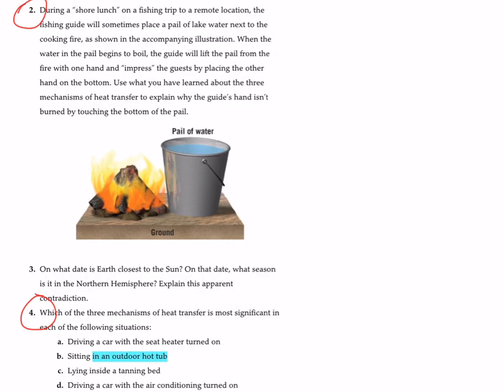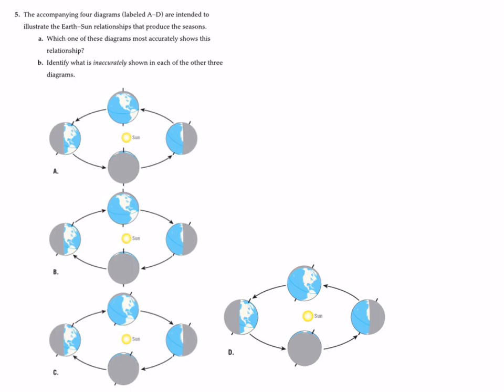So if you turn on your seat heater, how does heat go into your butt? Remember, our options are conduction, convection, or radiation. Those are your 3 options, okay? So that's number 4.